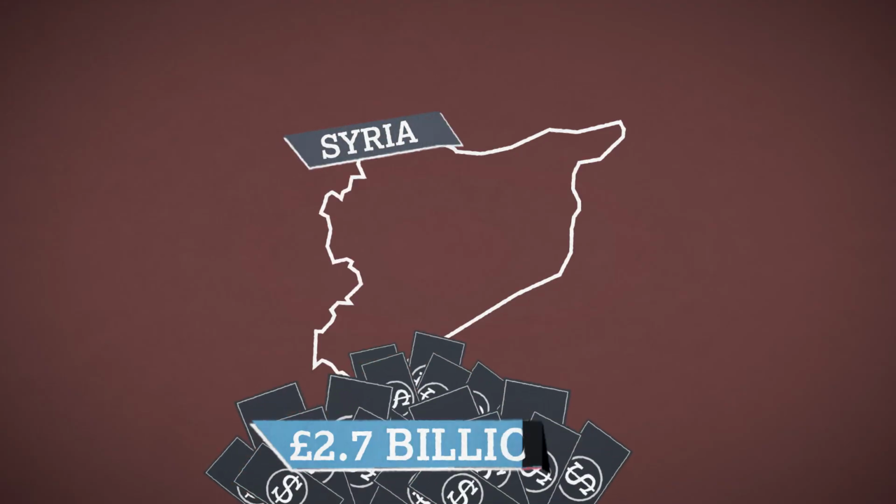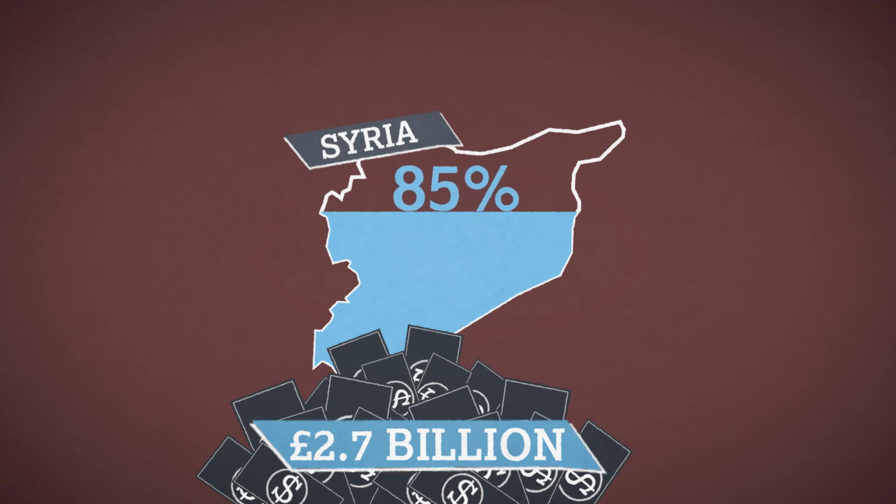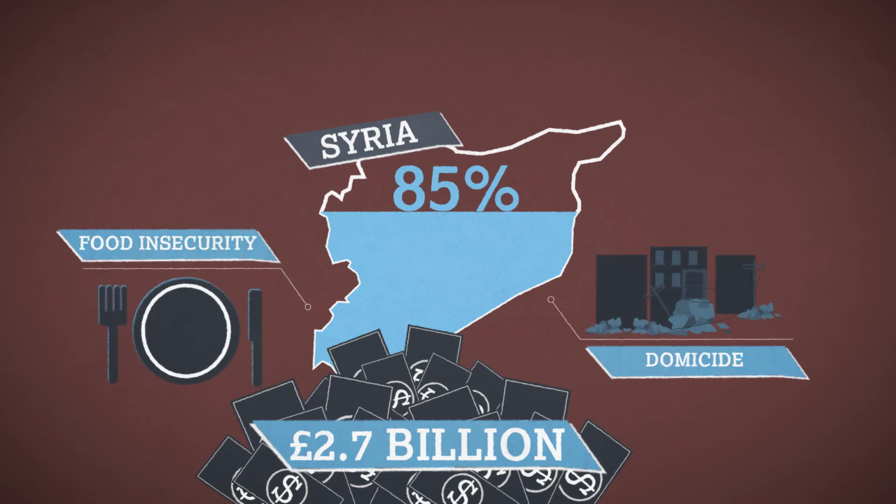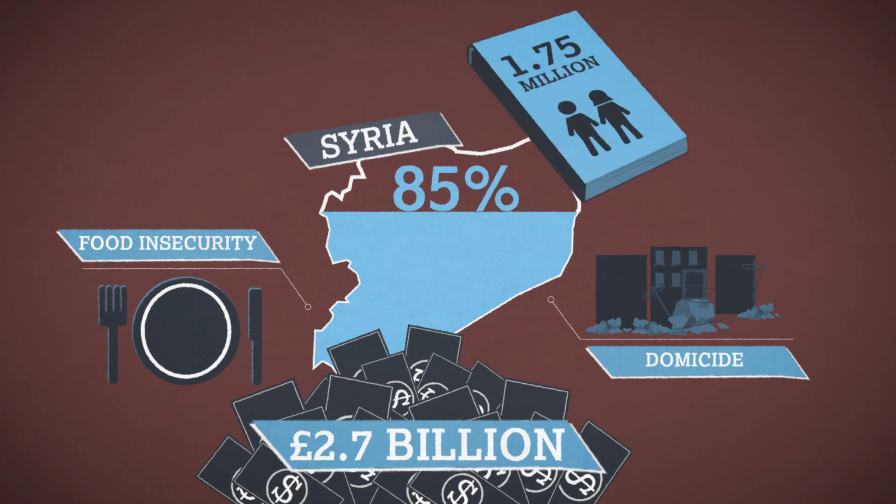£2.7 billion will be needed in humanitarian assistance, with over 85% of Syrians living in poverty. The conflict has caused food insecurity and domicide. That's the destruction of homes. 1.75 million children are out of school.